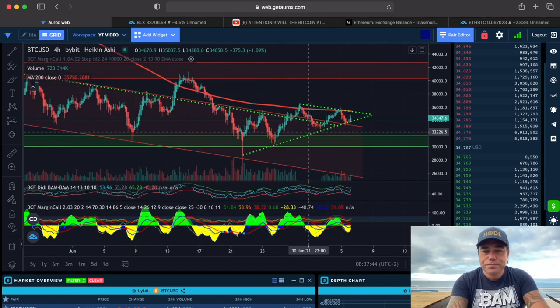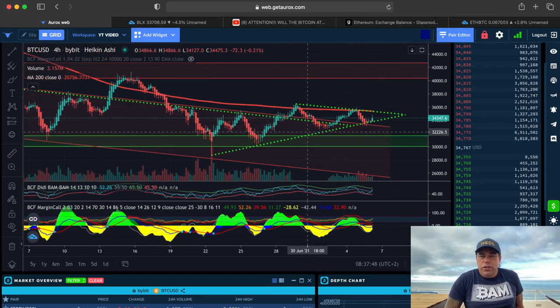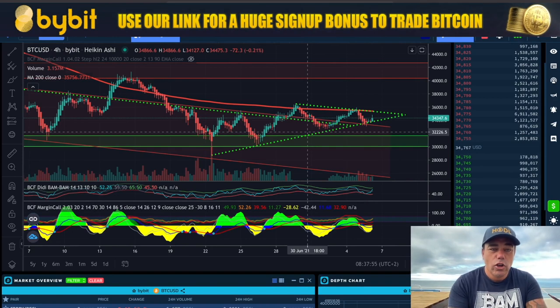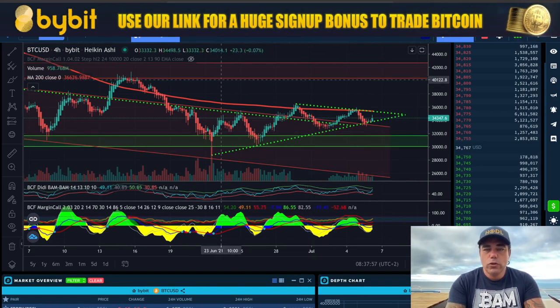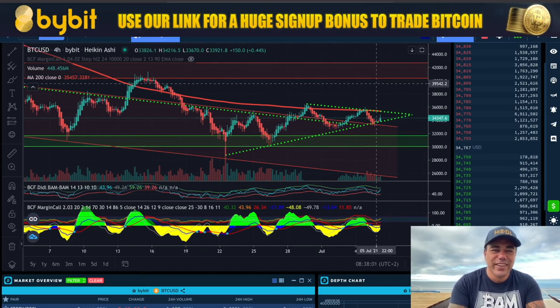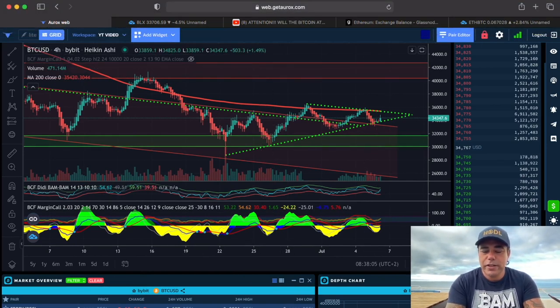I was up early. This is the 4-hour chart, guys. You know, this is on Aurox. I've been trading on Aurox lately because our indicators went live on Aurox. And if you want to add our indicators on Aurox, you go to Aurox and you just add them. That's how simple it works.